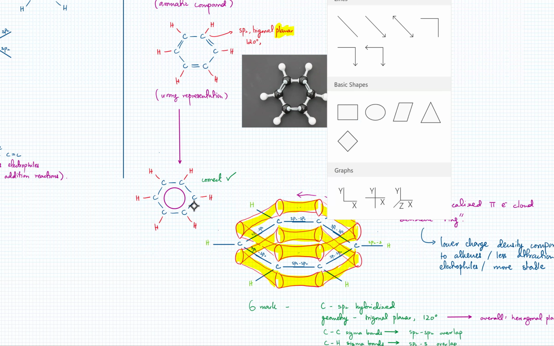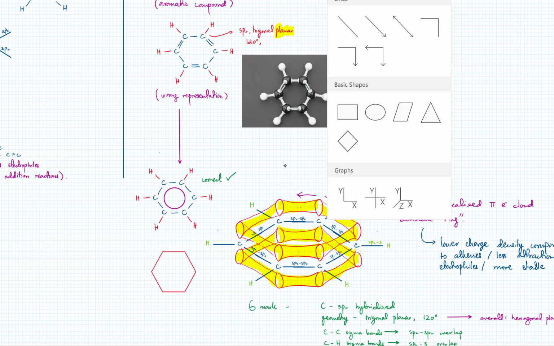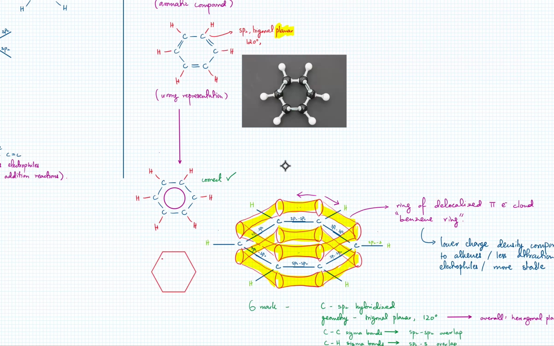So I need a benzene shape. Just a second. Okay, this is how benzene looks, the skeletal formula of benzene. And it's got a ring of delocalized pi electron cloud. Okay. So that's what benzene is.